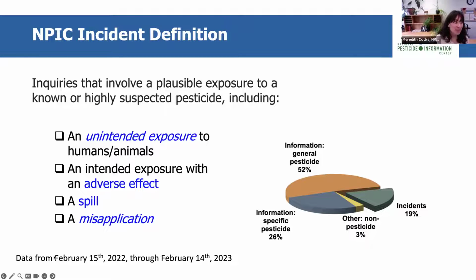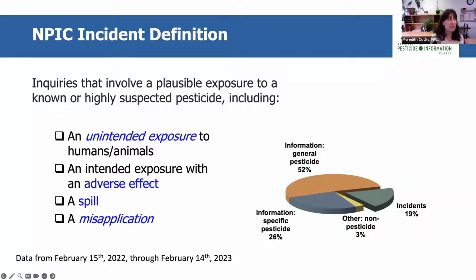It includes an unintended exposure for humans or animals. So that could mean someone spilled something on themselves, maybe a dog ate an ant bait trap, or someone went outside when there was an aerial application happening at a neighboring farm and noticed drift on themselves. An unintended exposure, right? It didn't mean to happen.